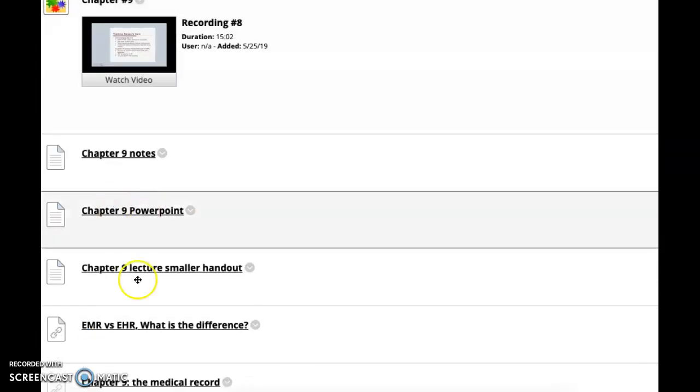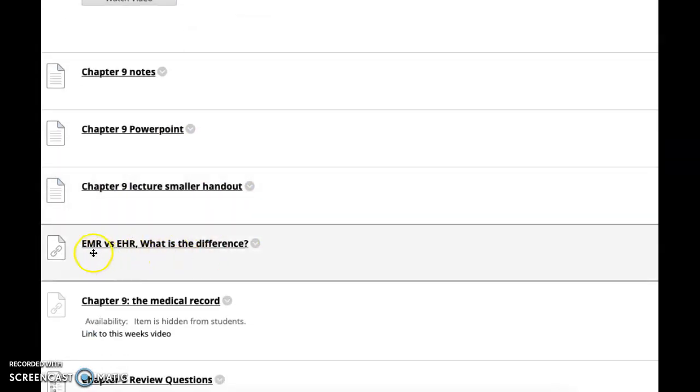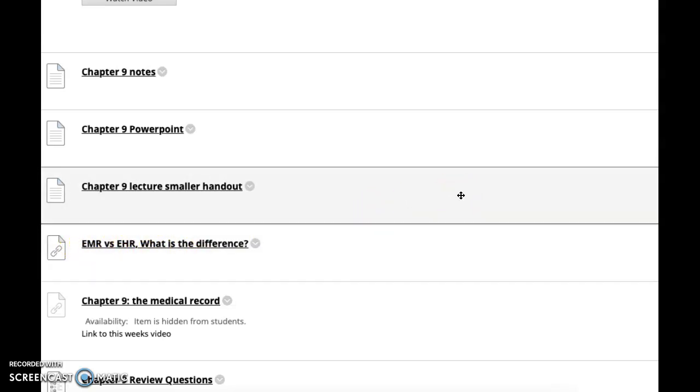Be sure to look at these notes and PowerPoints and such, and then take a look at this article, EMR versus EHR. What is the difference? So that, I think, will alleviate some confusion in regards to what we call our medical record system.